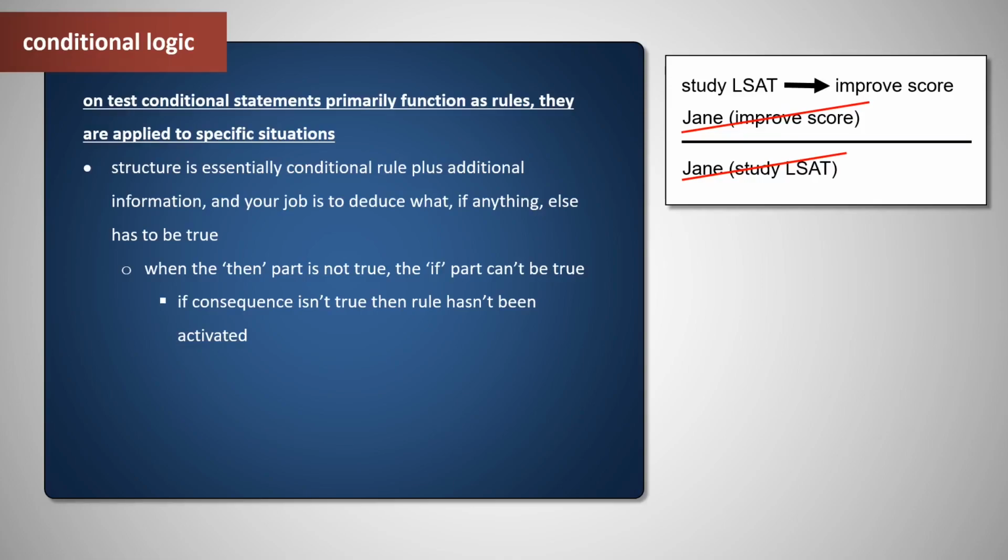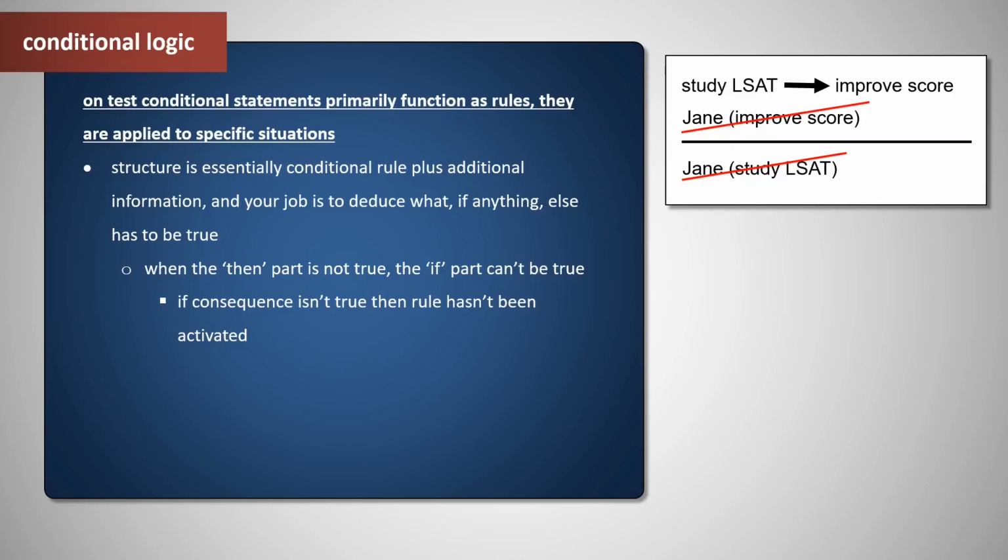You can't have a situation where Jane did not improve on her score, but she did study for the LSAT, because according to the way they set it up on the test, if it's a rule and we accept it as true, then if she studied for the LSAT, she had to have improved her score, because studying for the LSAT is sufficient for that. So you can't have a situation where she did not improve her score, but she studied for the LSAT, which means she did improve her score, so she actually both improved and did not improve on her score. That's why whenever you're told that the then part isn't true, you know that the if part can't be true either, because simply put, the if part would have automatically led to it.